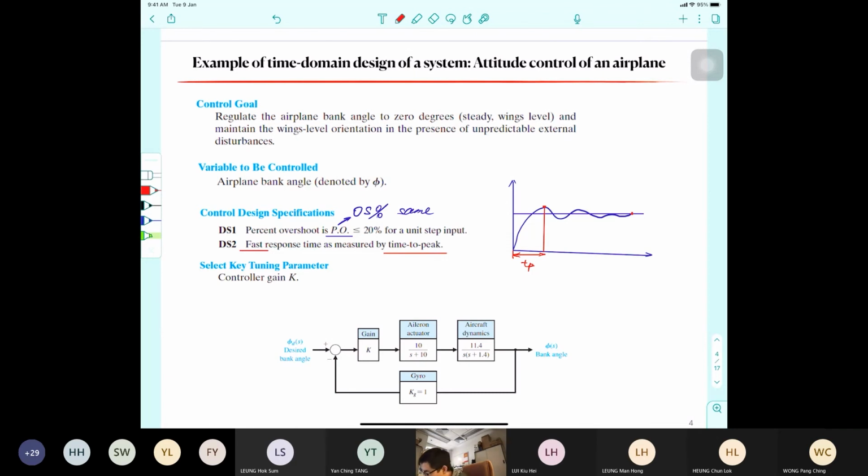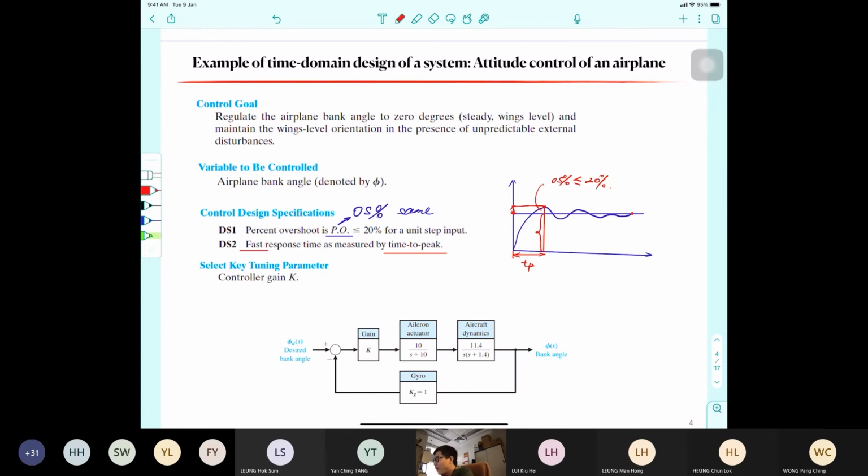Secondly, we want the percentage overshoot, this one, to be smaller than 20%, right? 20% of what? 20% of this, right? So based on these two specifications or requirements, how do we design a system?